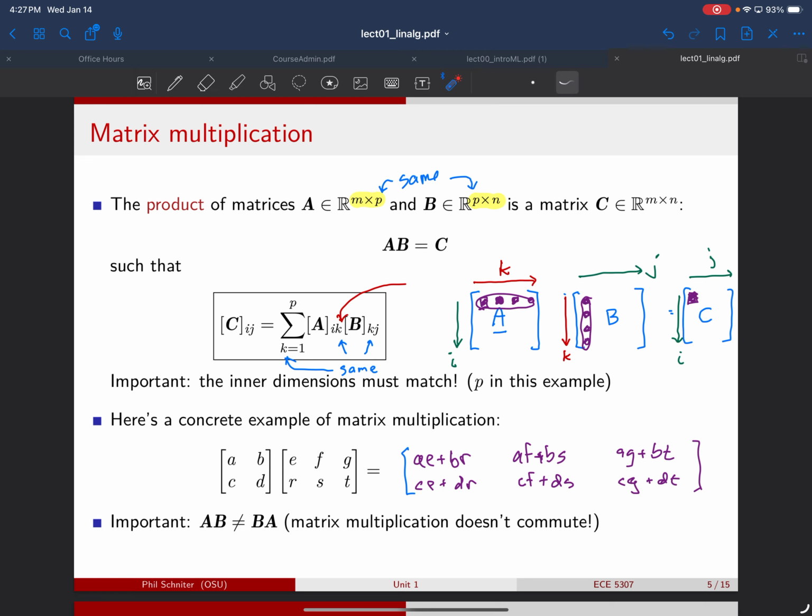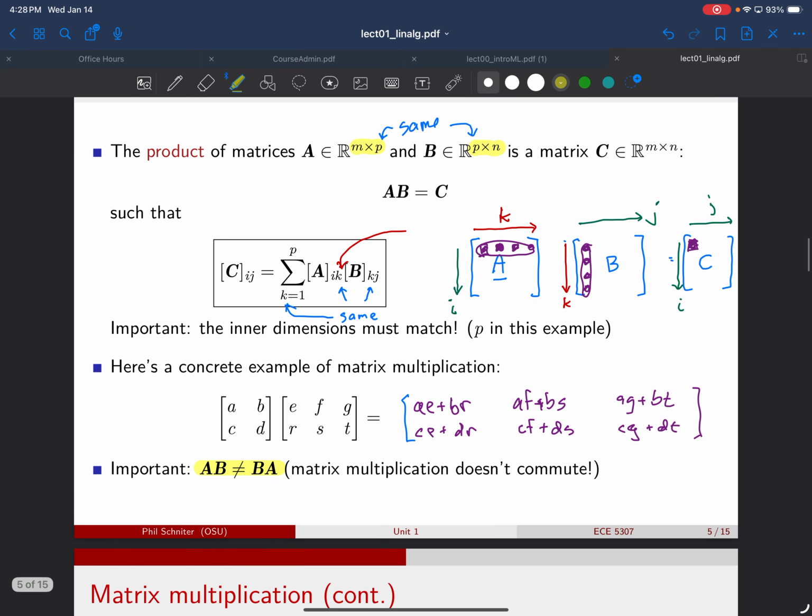Okay, now important point. Matrix multiplication does not commute, meaning A times B is not equal to B times A. Scalar multiplication commutes, but matrix multiplication doesn't commute. So we'll see some examples on the next page.